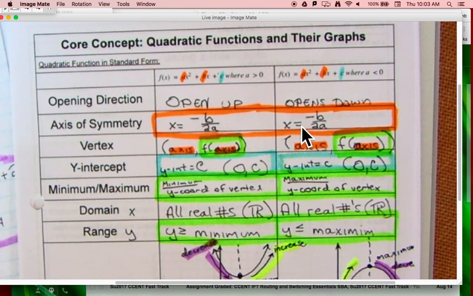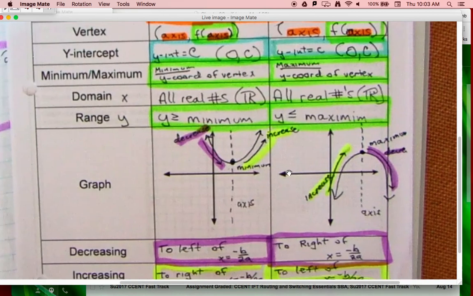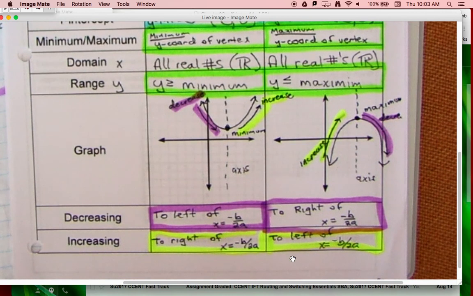You'll be able to find the axis of symmetry. You'll be able to find the y-intercept. You'll be able to find the minimum and maximum values, domain and range, and where it's increasing and decreasing. Okay? We'll stop with there.